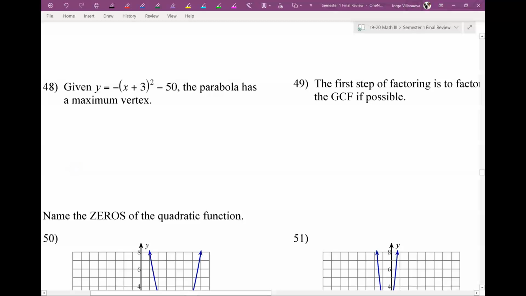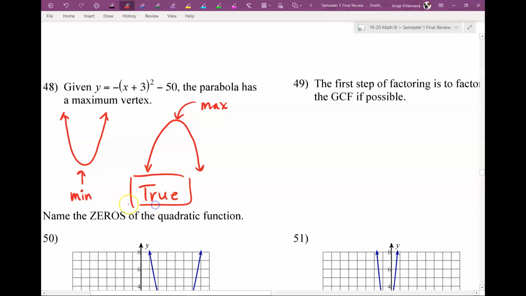48, given that the parabola has a minimum vertex. Now, in order for a parabola to have a minimum vertex, it has to open up, because then you have a minimum. Which direction does this parabola open? Down. So if it opens down, that means you have a max. So the parabola has a max vertex. That sounds good, right? So that would be true. If it opens down, it must have a maximum vertex. If it opens up, it must have a minimum. This one opens down, so it must have a maximum vertex.